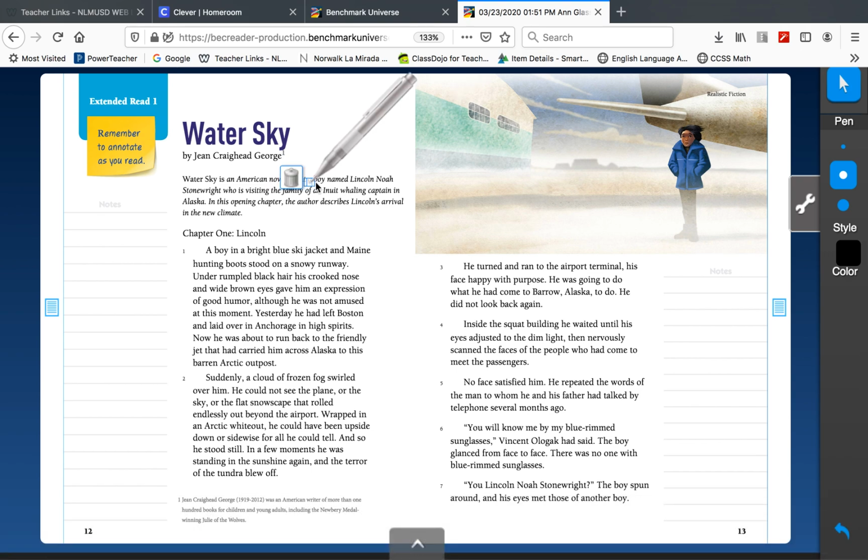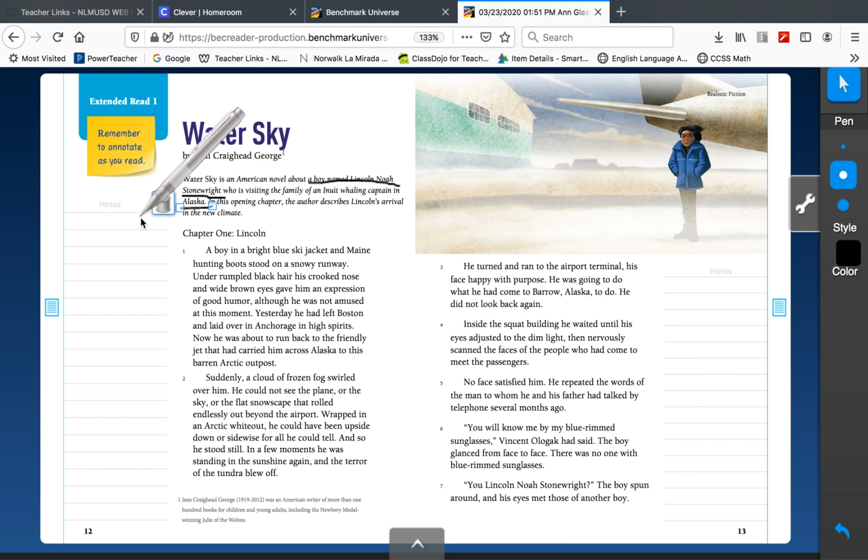You could underline a boy named Lincoln Noah Stonewright, and you could write a note about the character. This is an example of a character who's imagined but could be real. Then you're going to want to look for a setting that could be real. Hey, wait a minute, I see Alaska. You could underline Alaska and write setting.